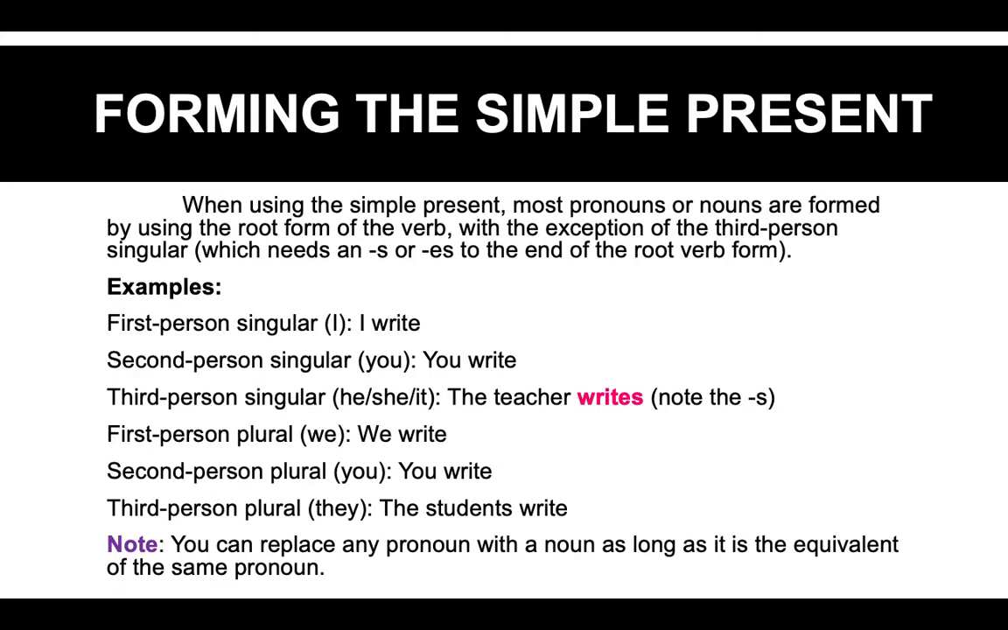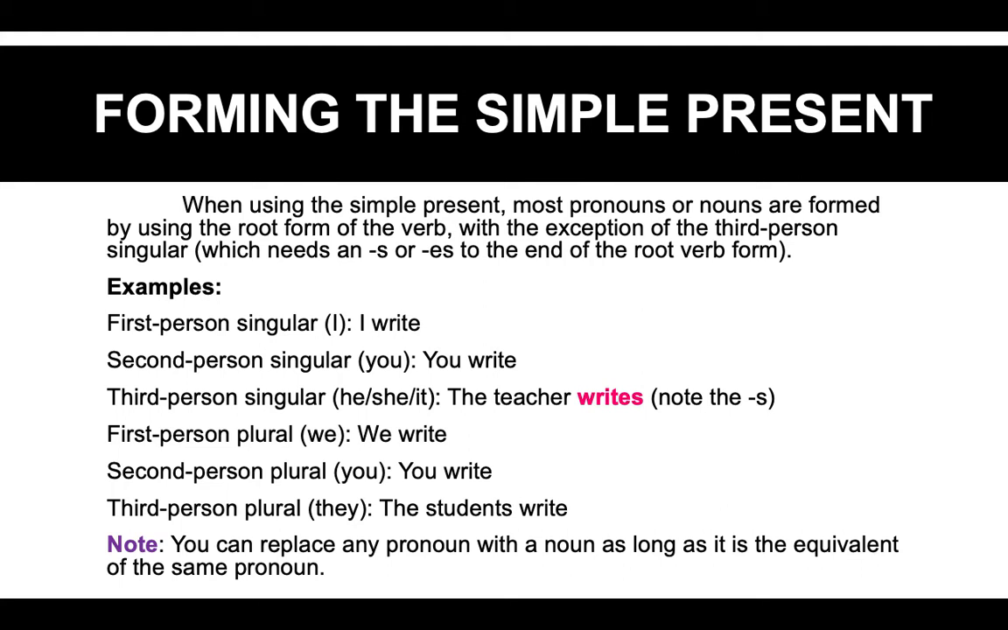Now let's talk about forming the simple present. When using the simple present, most pronouns or nouns are formed by using the root form of the verb, with the exception of the third person singular, which needs an S or ES at the end of the root verb form. There's another video that I will put a link up on to explain more about this, but here are some examples.